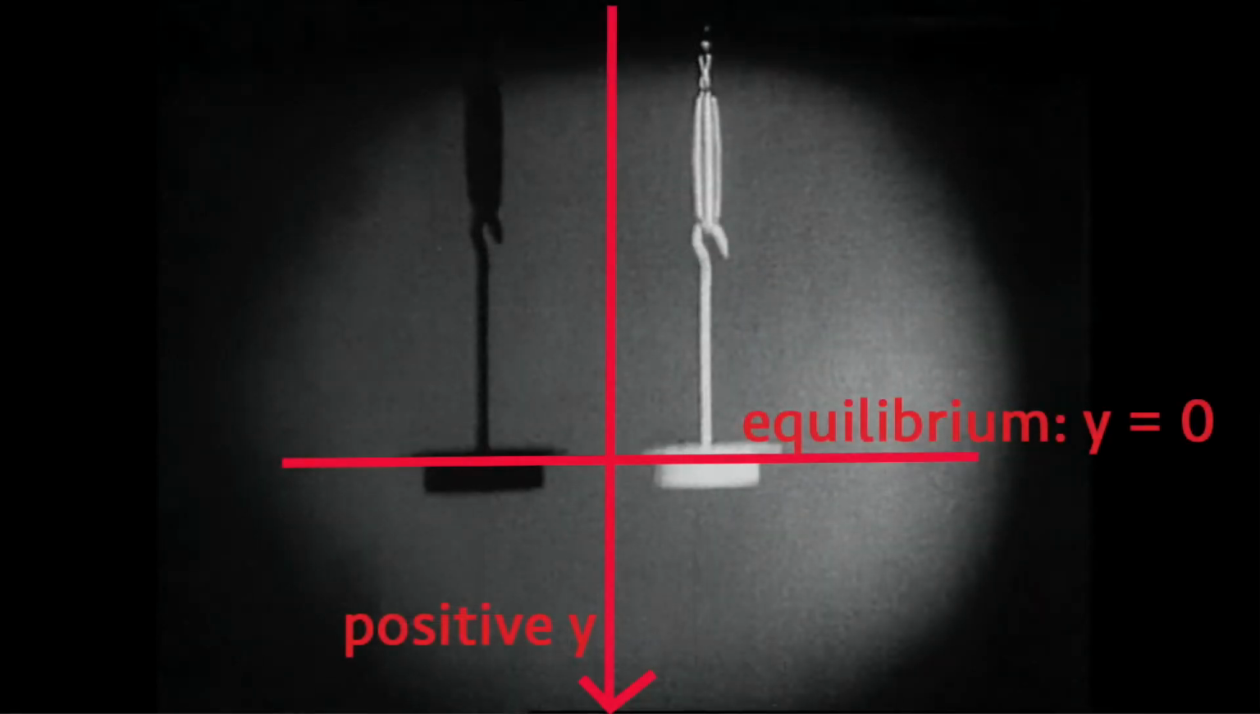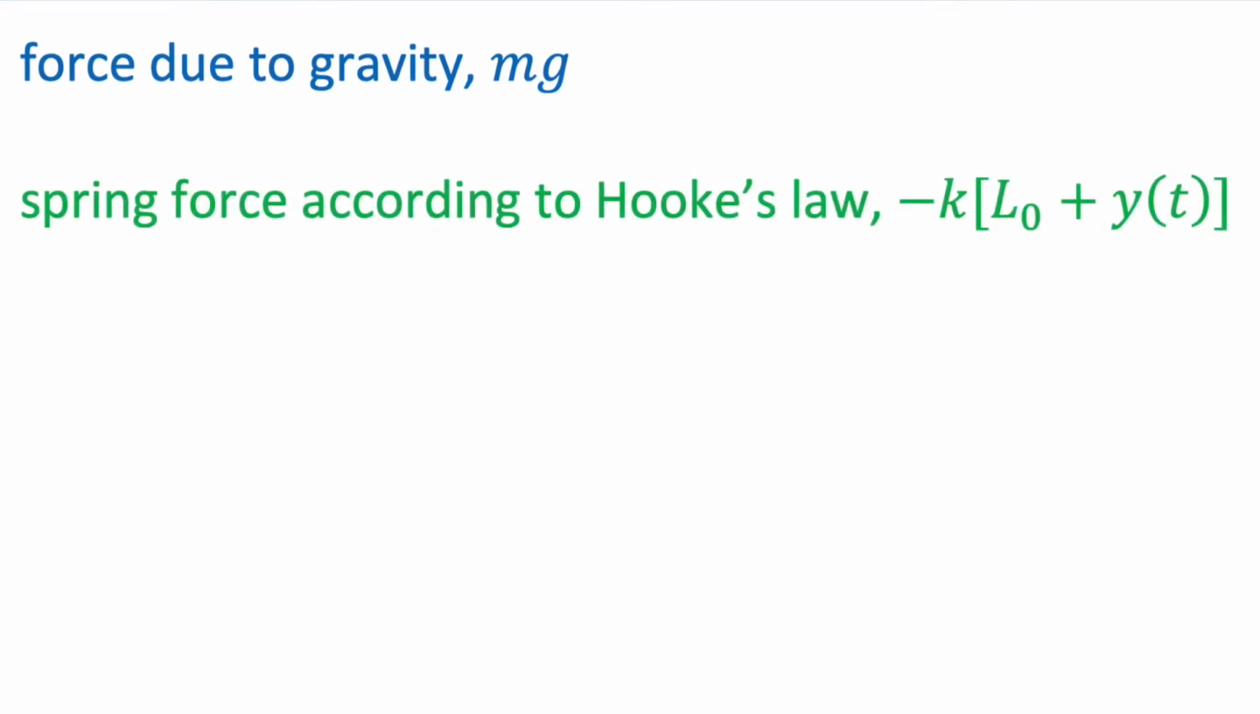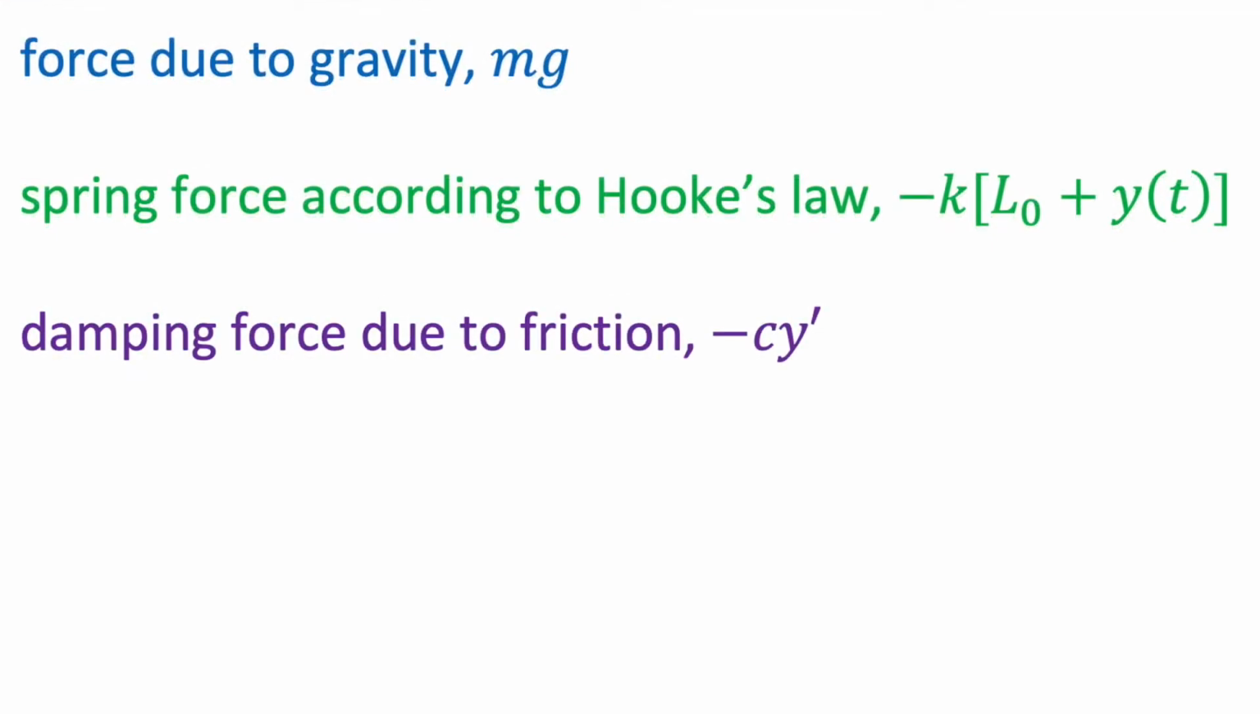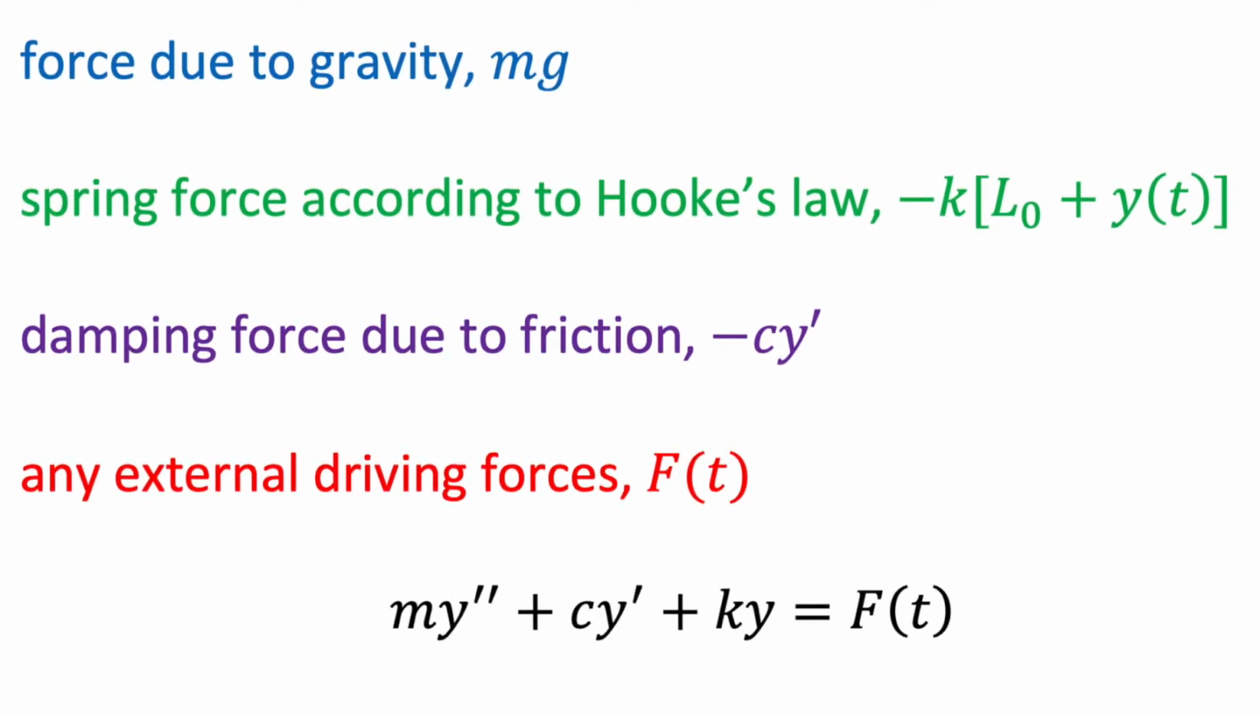We will start by assuming the motion of the mass on the spring is vertical and that positive direction is downward. The position of the mass at time t will be y(t), and equilibrium will be y equals 0. When the mass is set in motion, the forces at play are the force due to gravity, the spring force according to Hooke's law, the damping force due to friction like air resistance, and any external driving forces. Using Newton's second law of motion, the differential equation for this system is m y'' + c y' + k y = F(t), where m is the mass of the object, c is the damping constant, and k is the spring constant.